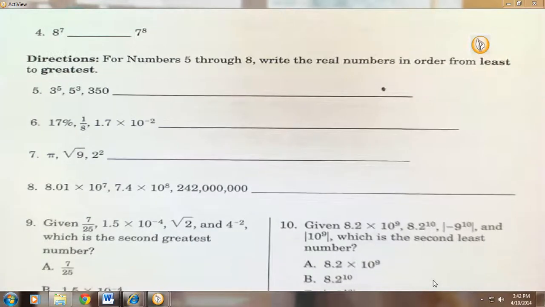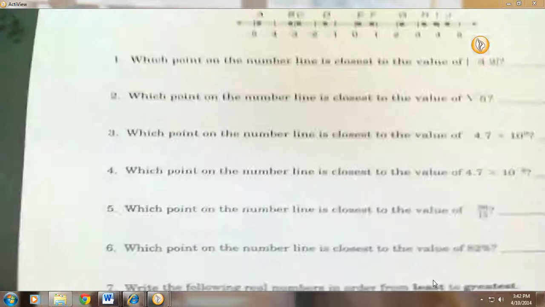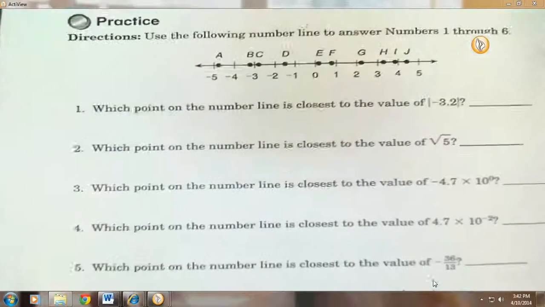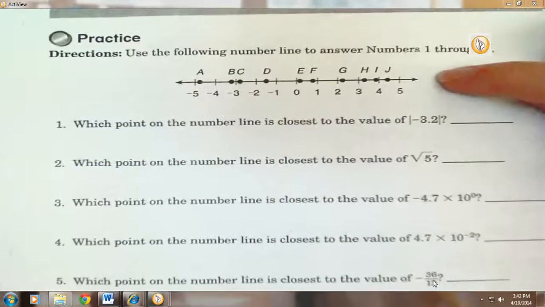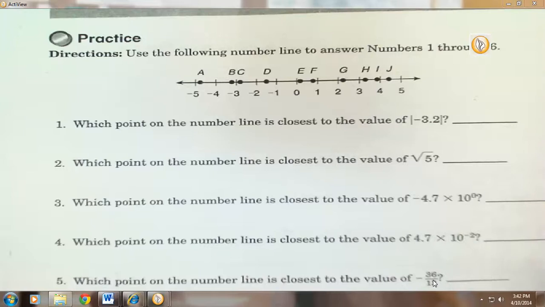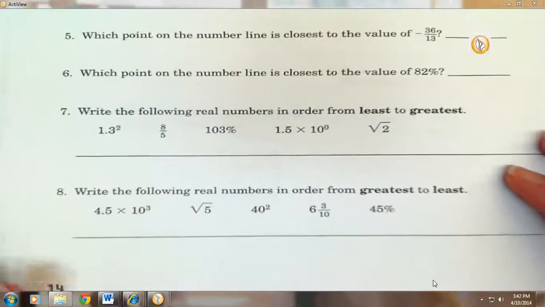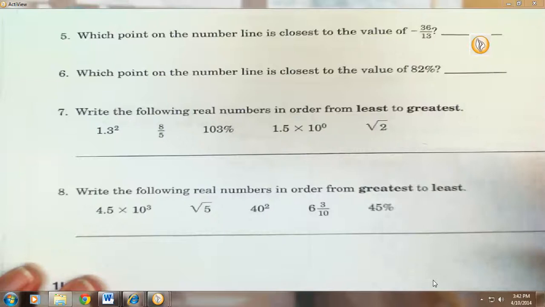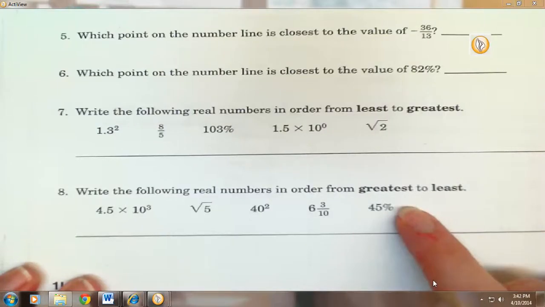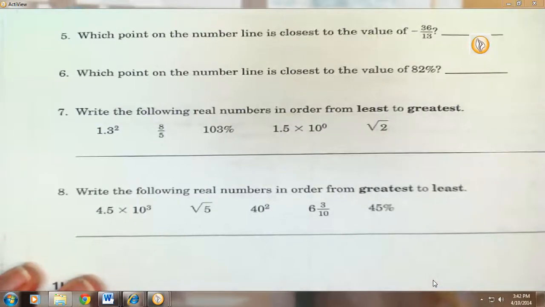9 and 10 are just some multiple choice questions that you should be able to answer. On the next page, you are using this number line along the top to answer these questions. 7 and 8, again, you're ordering numbers from least to greatest. 8 is greatest to least, so make sure you are paying attention to the directions for each of those. Again, I would recommend changing them all to decimals or maybe integers that are going to be more helpful in you ordering them.